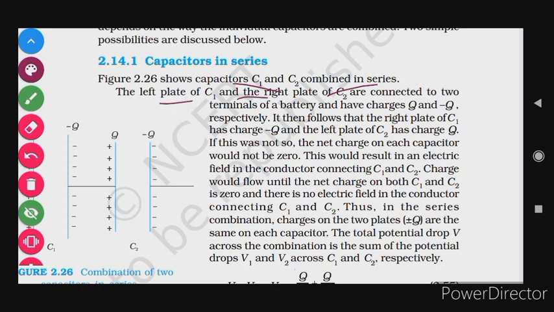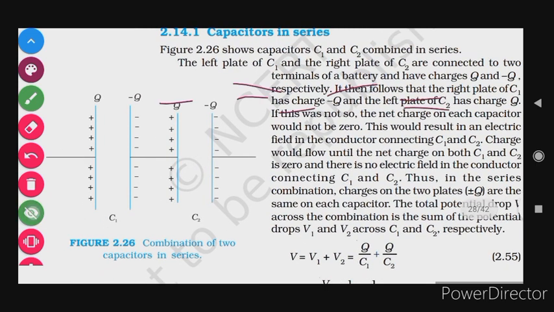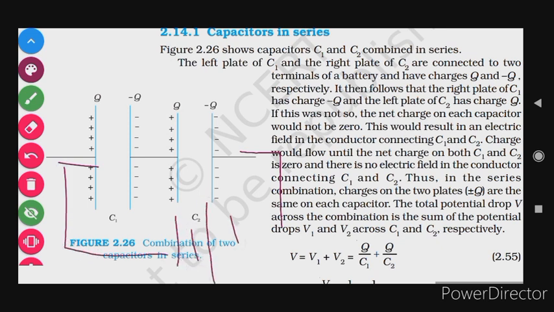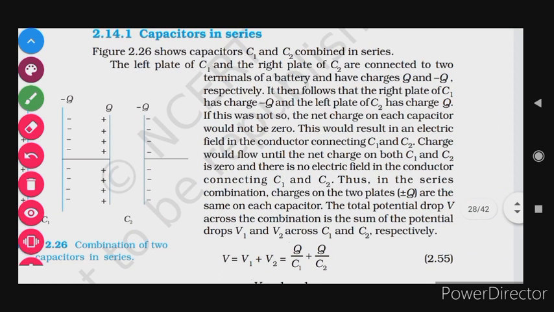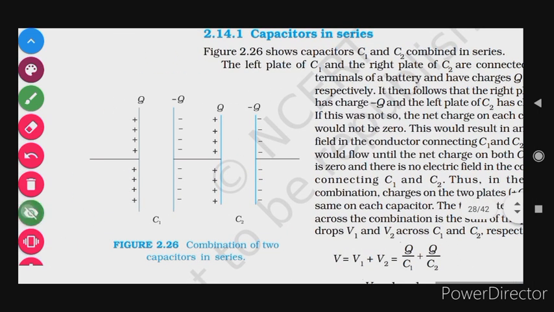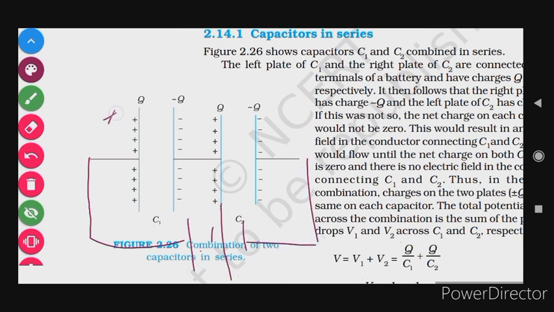The left plate of C1 and the right plate of C2 are connected to two terminals of a battery and have charges Q and minus Q. You see that the left plate of C1 and the right plate of C2 are connected to the terminals of the battery, having charge Q and minus Q, and they have charge because they are connected to a battery. That means there will be plus Q charge here and minus Q charge on this plate of this capacitor.